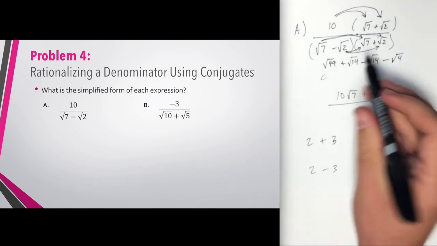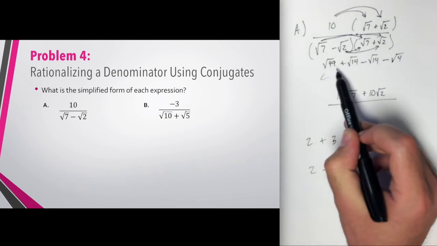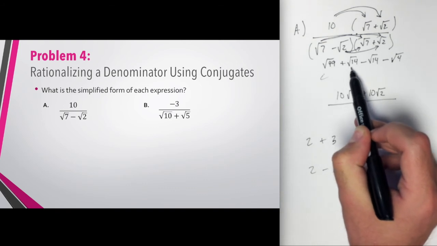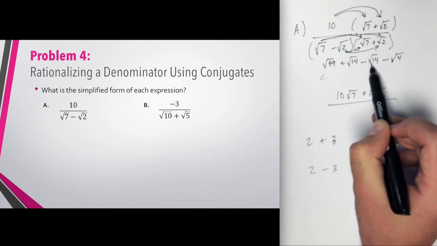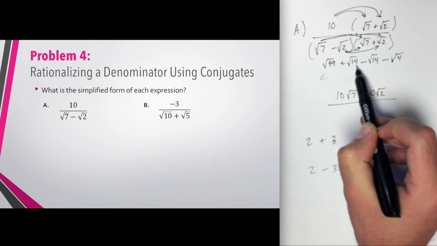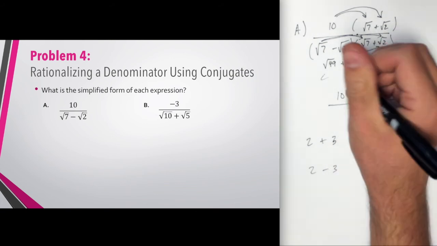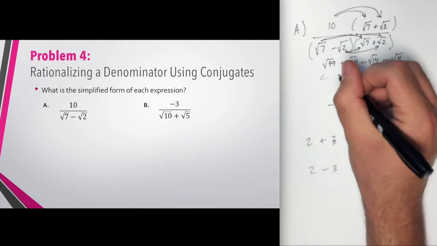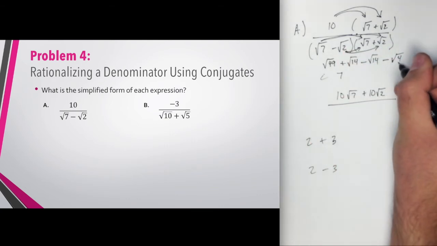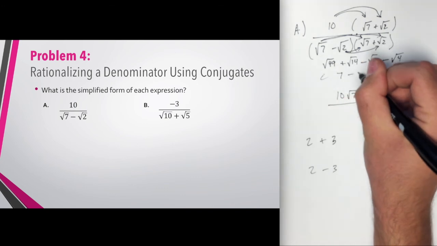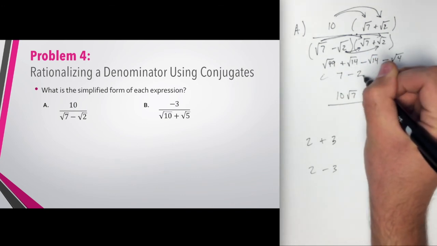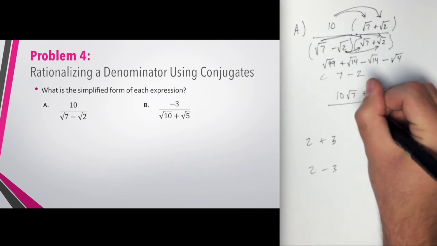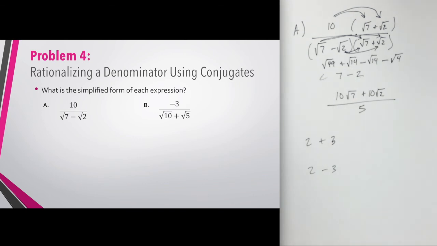And now we need to simplify this. Notice the middle pieces can combine. So 1 square root of 14 minus 1 square root of 14. These actually are going to go away. And you're going to be left with the square root of 49, which is 7, minus the square root of 4, which is 2. And you're going to have 7 minus 2, which is 5. And that goes in the denominator.